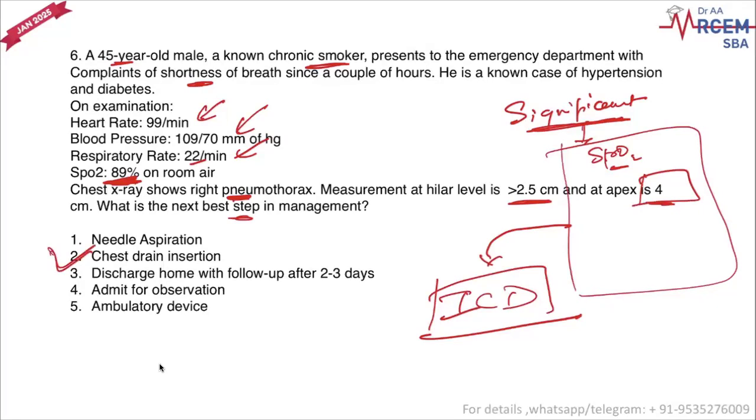No, it is not a secondary spontaneous pneumothorax because the age is 45. Remember that age is 45. Age has to be equal to or more than 50 years to call it a secondary spontaneous pneumothorax. If the age was, for example, 65 years and he was a chronic smoker also, the management plan remains the same. It doesn't depend on whether it is a primary or a secondary spontaneous pneumothorax. The treatment remains the same.